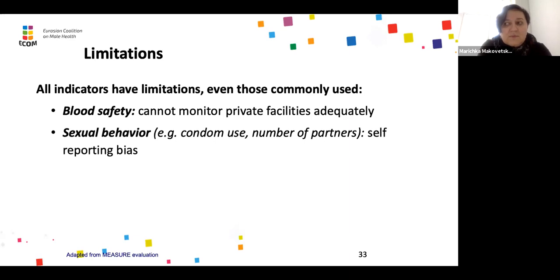If you want to measure sexual behavior, you normally will do this through a survey, for example, condom use or the number of partners that a person might have. You should also understand that there will be self-reporting bias. When people respond to very private questions, they may give you a little error. They may not be very clear with you, or they may give you a false answer because they want to present themselves in a better way.